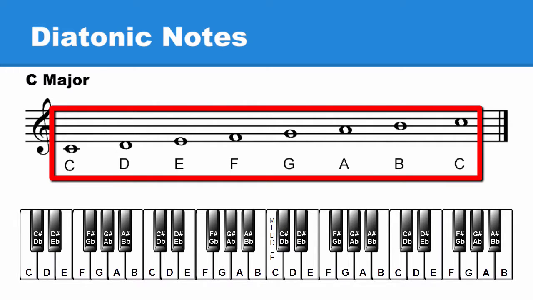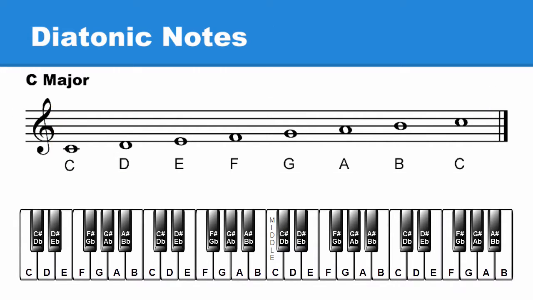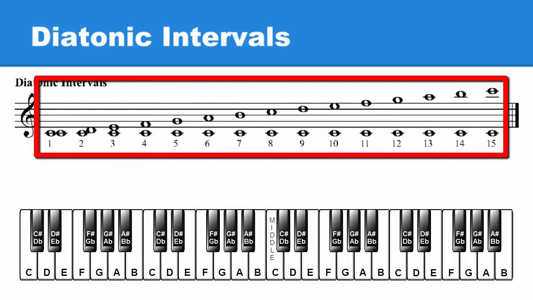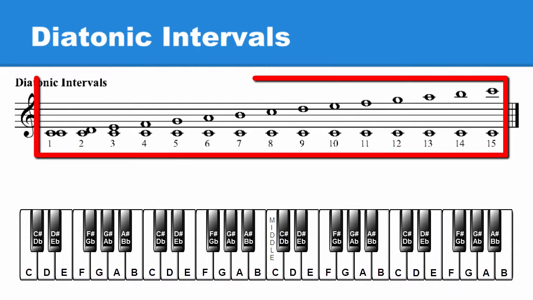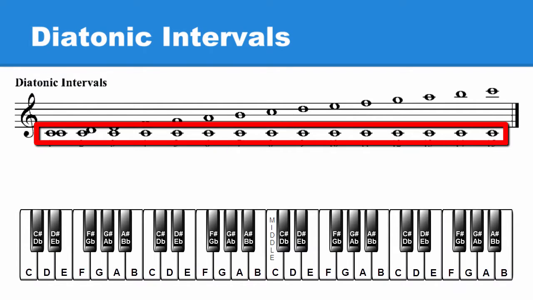Diatonic notes are the notes in the major scale. Diatonic intervals consist of notes that appear unaltered in the major scale. Here's the C major scale written in 2 octaves. All these notes appear in the C major scale without alteration, so they're all diatonic intervals to the note C.